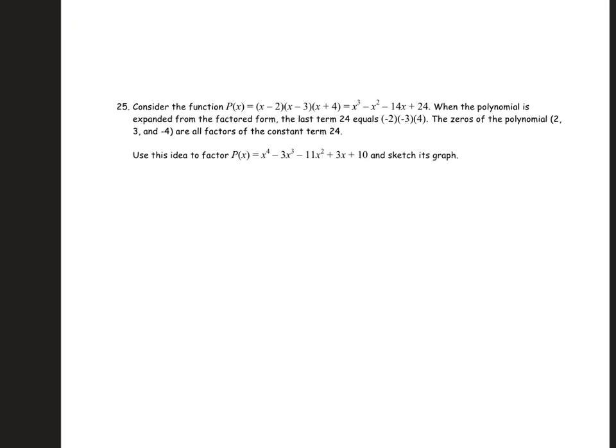So this is what we're essentially getting at. Consider the function p of x, and first I give it to you in factored form, and then I FOIL it out. When the polynomial is expanded from the factored form, the last term 24 is equal to -2 times -3 times +4. The zeros of the polynomial are all factors of the constant term 24. Use this idea to factor this different polynomial and sketch its graph.